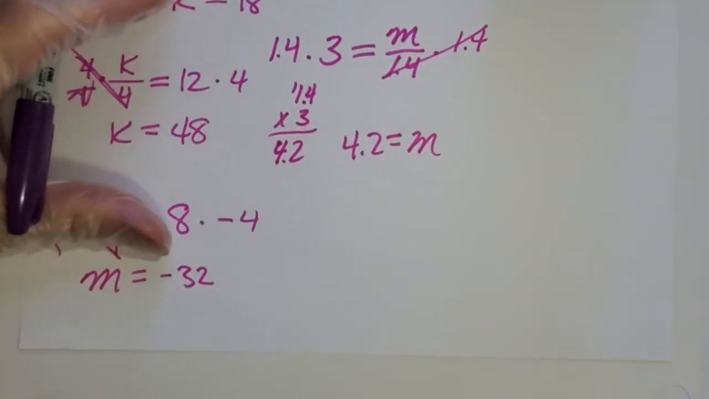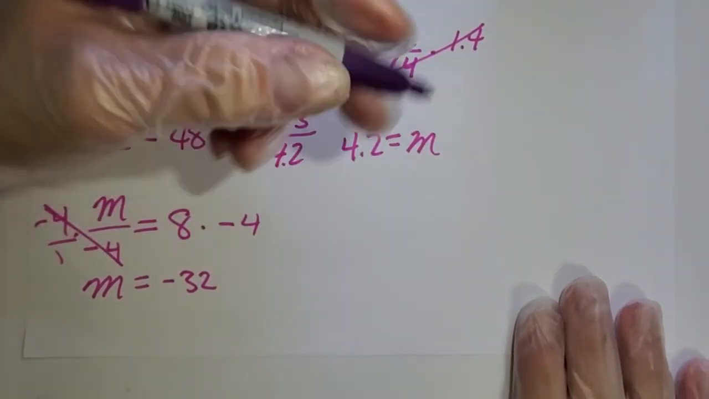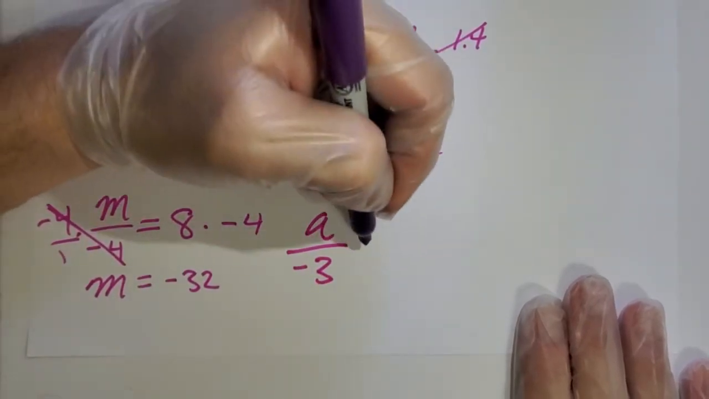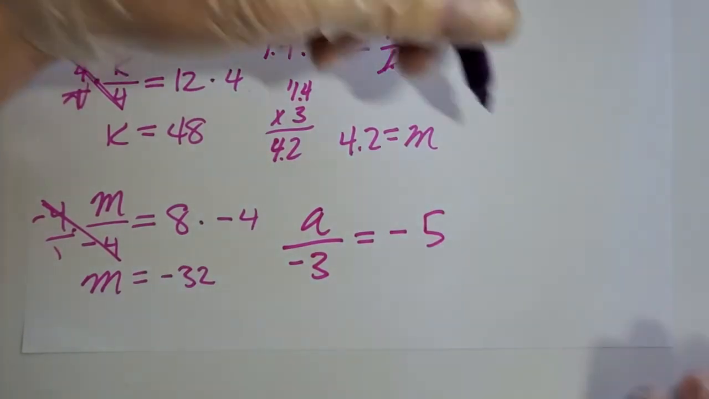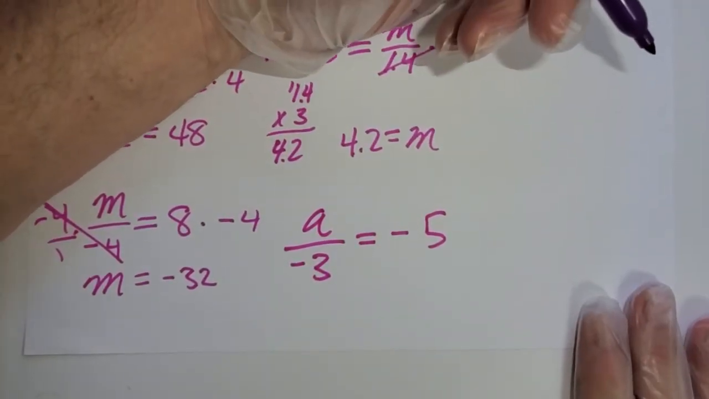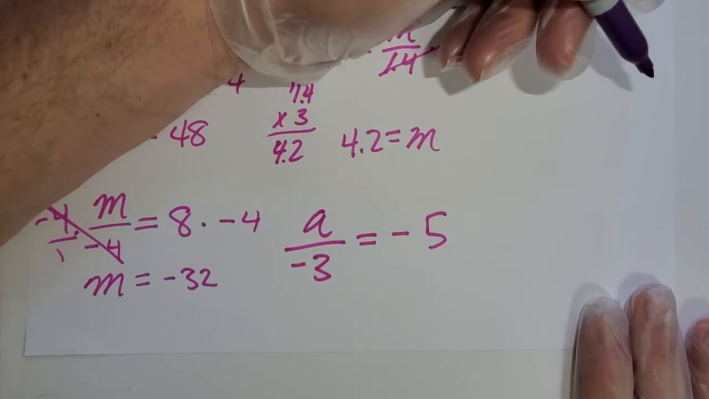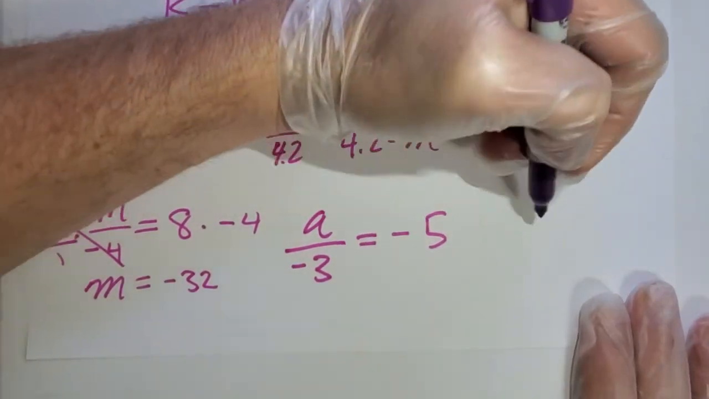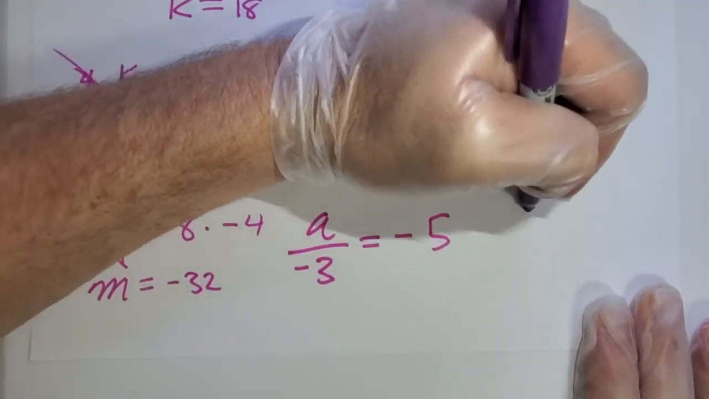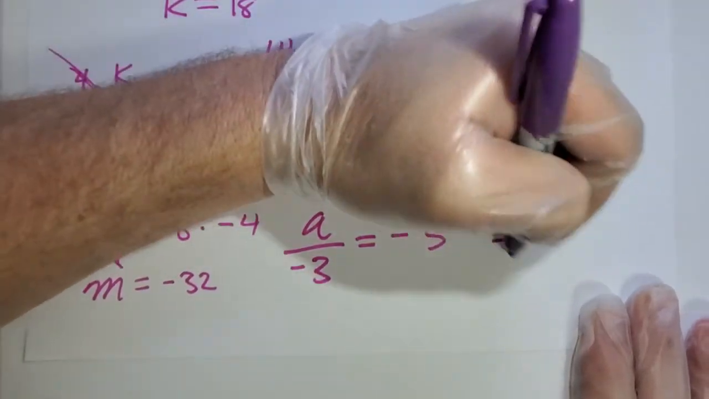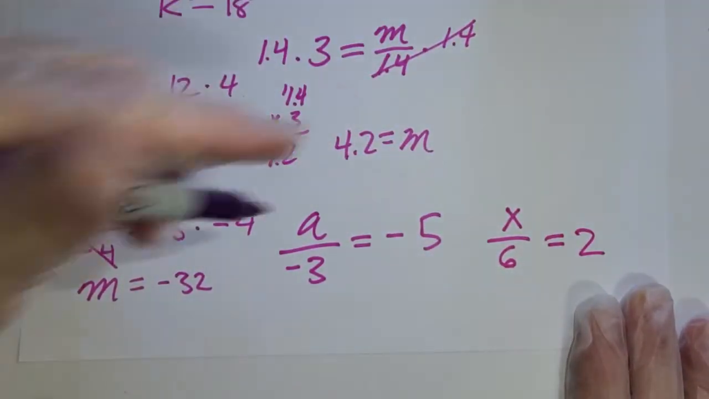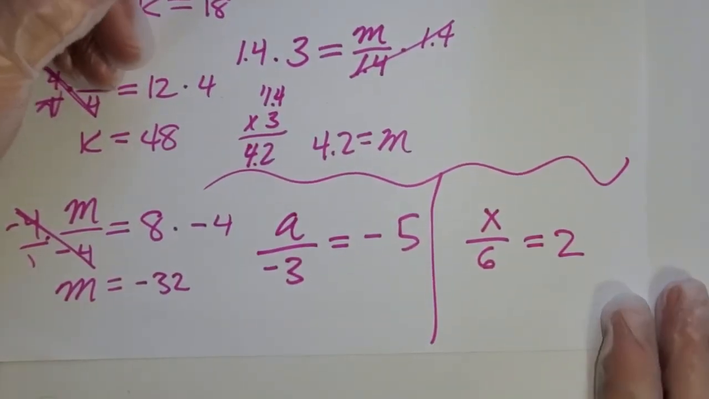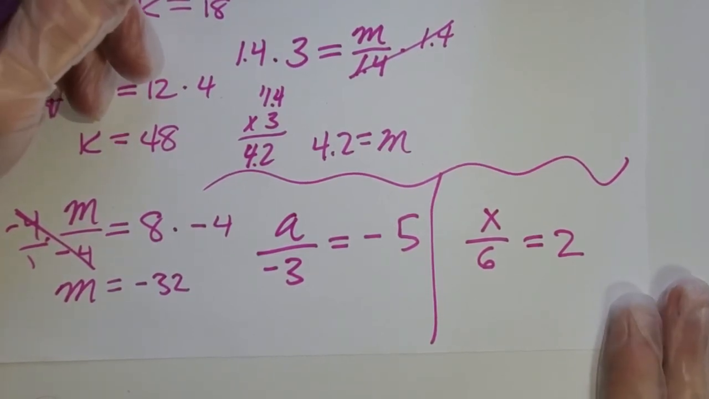All right. Let's do a few others. Try that one. And then let's try another. We'll continue practicing more, solving one-step equations with multiplying and dividing.